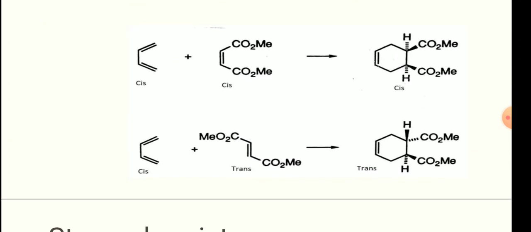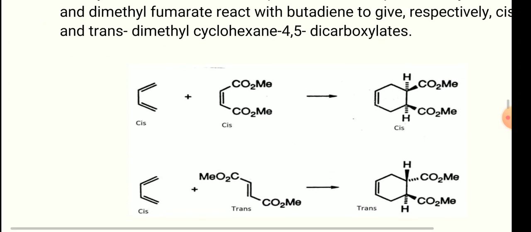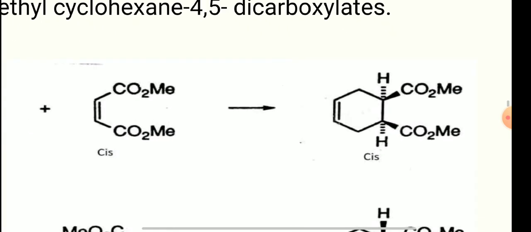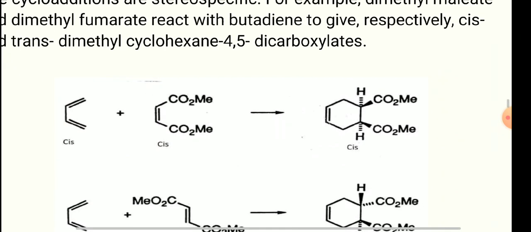So cis is the fumaric acid and trans is the malic acid. So if cis fumaric acid undergoes a cycloaddition reaction, we will get the adduct with all the ester groups in the same orientation. If you look into the structure, the two ester groups are in the cis position, or if you consider up and down, both ester groups are in the up position.